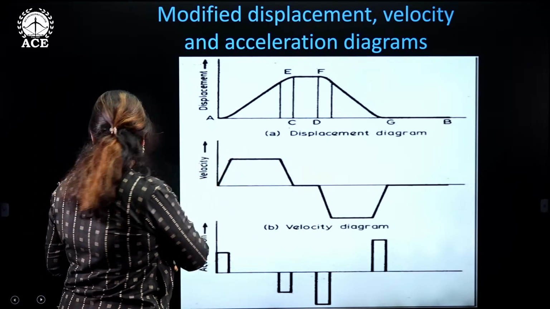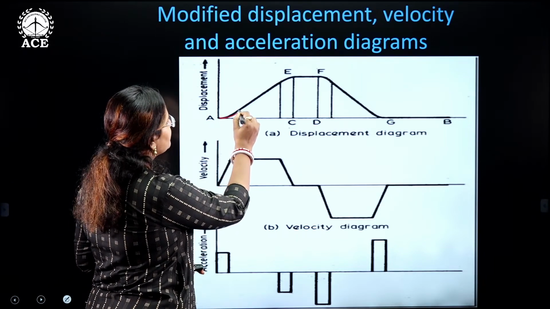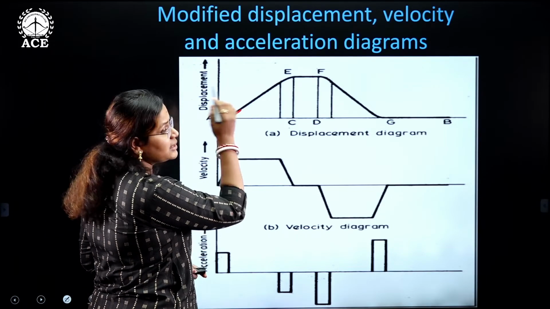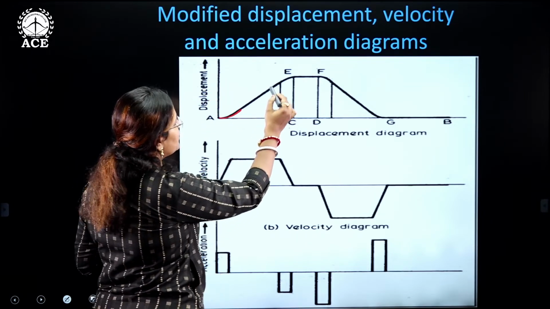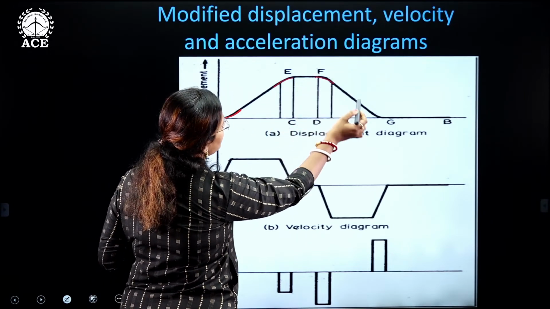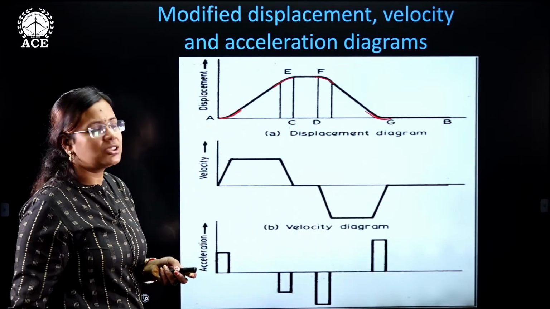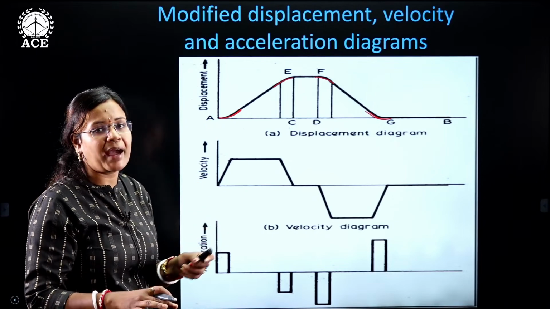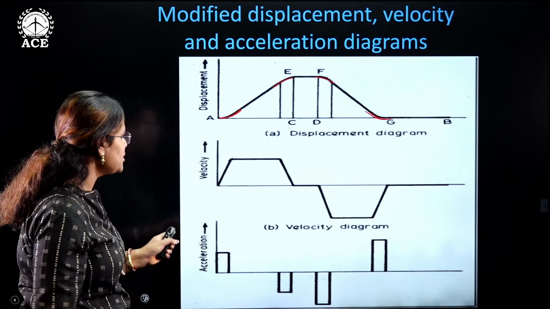See, they have given the curves over here. Can you see the curves? Instead, in the previous slides they had a sharp edge, but here they have given curves over here and over here. So this means this is practical actually. This kind of displacement diagram actually happens. So this is the modified displacement, velocity and acceleration diagrams.